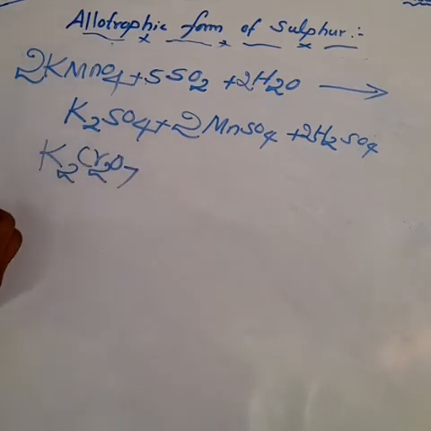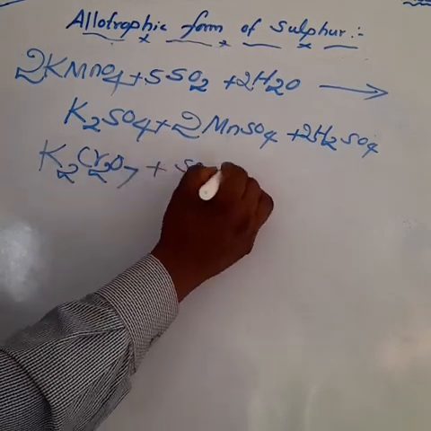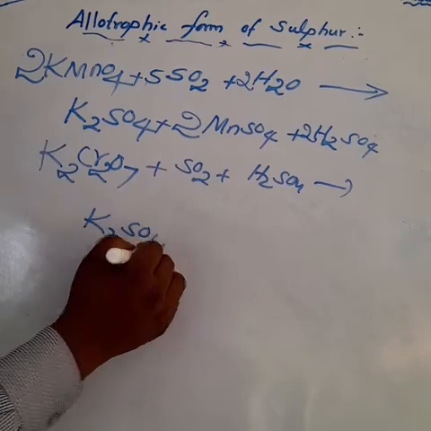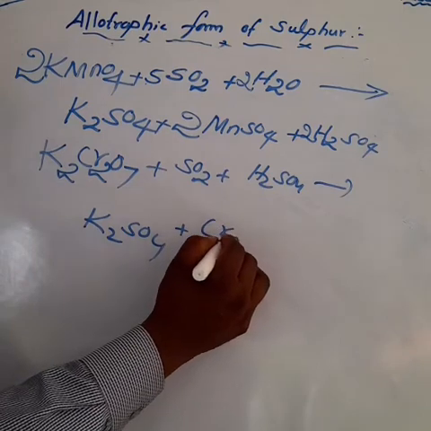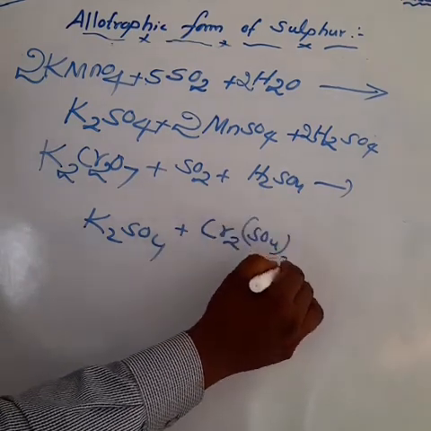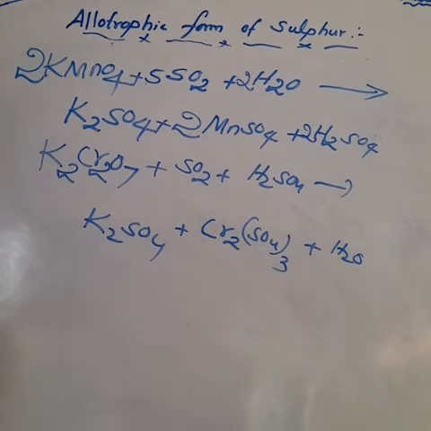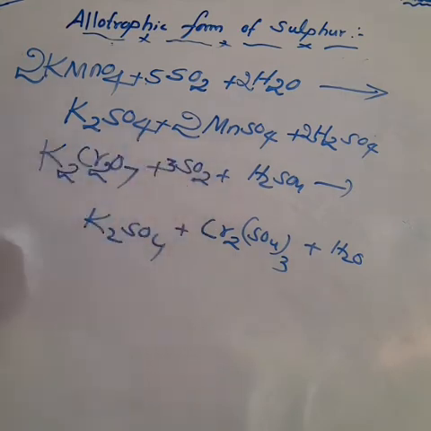Second equation. You have to write the equation K2Cr2O7 plus SO2 plus sulfuric acid, we get potassium combines with the sulfate to form K2SO4. Chromium combines with sulfate to form chromic sulfate, otherwise chromium sulfate, formula Cr2(SO4)3, plus water molecules. How to write H2O? So how much sulfate is there? 3 sulfur on the product side, so make it 3 sulfur on the reactant side. And potassium 2, so now the equation is balanced.